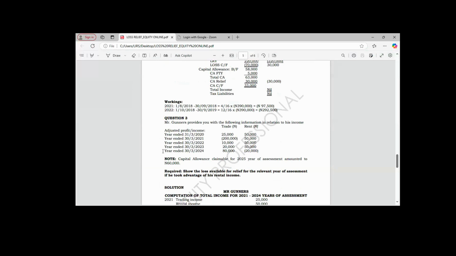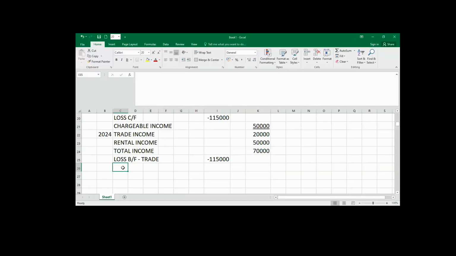20,000. Look at it. Loss in year 2024. This is the year 2024, actual year. There is a loss from rent of 20,000. That loss has to be taken into consideration also in this year 2024. So now, after your loss brought forward, you also have current year loss. That current year loss is from which source of income? Rent. How much is that?